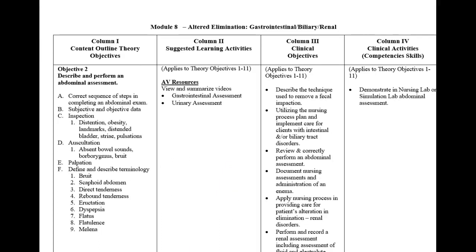As we continue to review your syllabus, I want to make sure that we understand A, B, C, D, and F. Define and describe the terminology. Make sure that you understand these terminologies, and it's found in your chapter readings. Make sure that you understand how to inspect and auscultate bowel sounds. We did go over this terminology in our Kahoot! app also, borborygmi and bruit. So I want to make sure that you understand your assessment skills. If you have any questions with your assessment skills, please let me know.